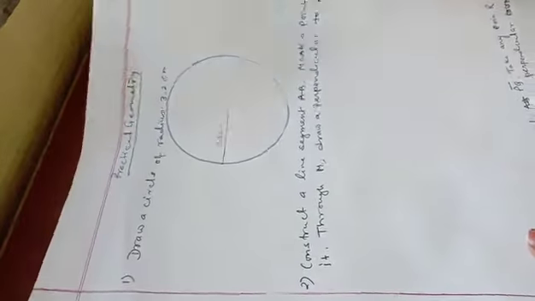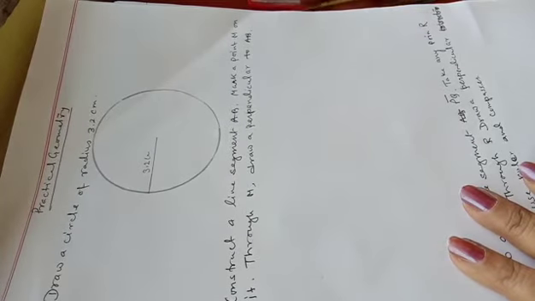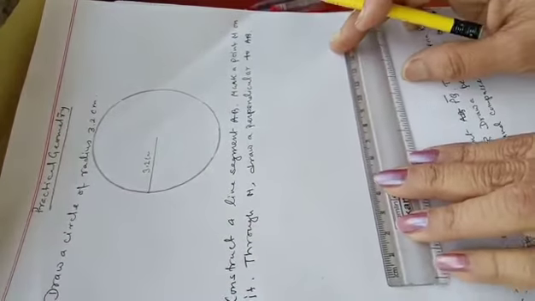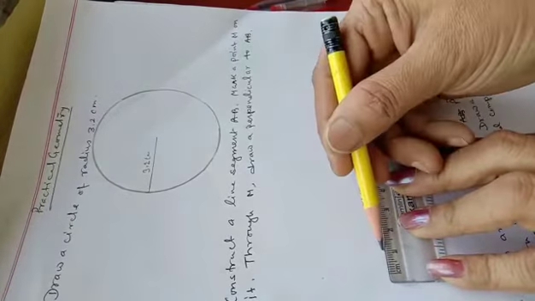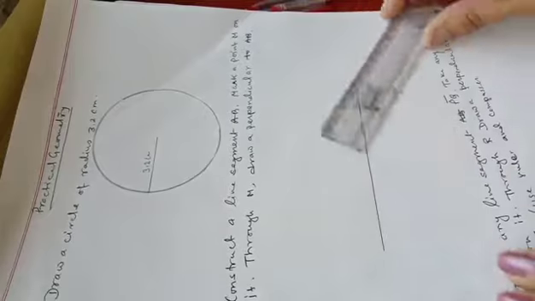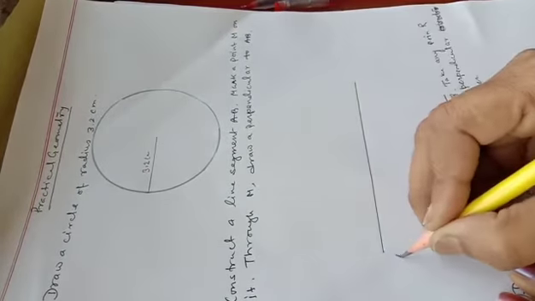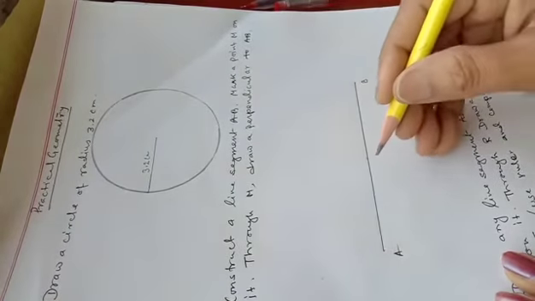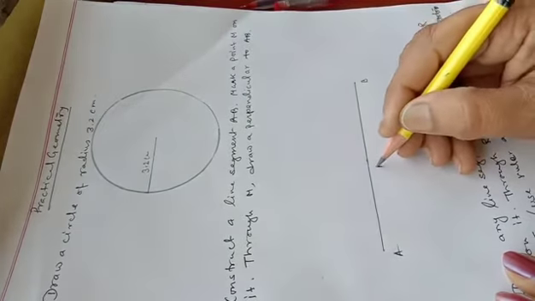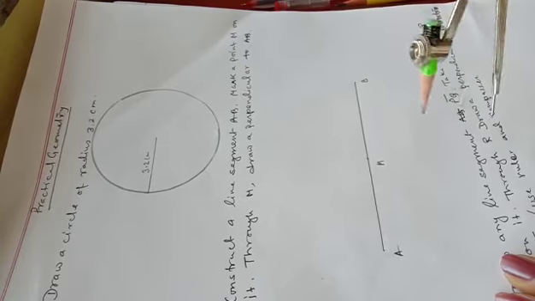Okay, now another important thing. Construct a line segment AB, mark M on it. Through M, draw a perpendicular bisector. So take a line segment AB without any measurement. Measurement is not given, so I have taken one line segment AB and I am giving the points A and B here, and on this line I am taking a point M where you have to draw the perpendicular on AB.